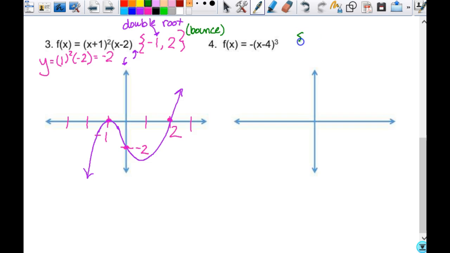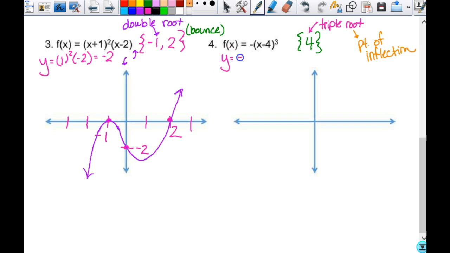This one, what are my zeros? 4, right? So anything special about this? It's a cube, so this is a triple root. At a triple root, what happens at the x-axis? It's a point of inflection, right? And who wants to tell me what that even means? What's a point of inflection? Change in concavity, right? From concave up to concave down, or vice versa. Okay, good.